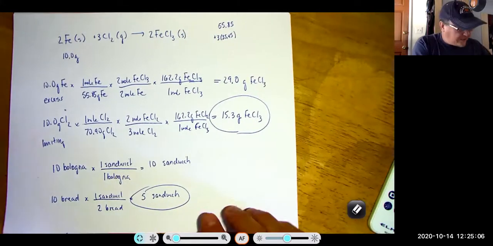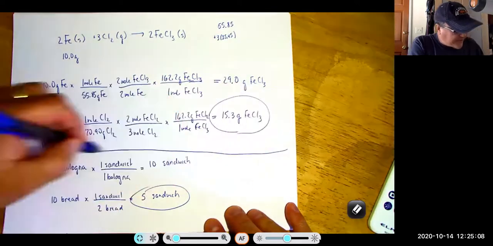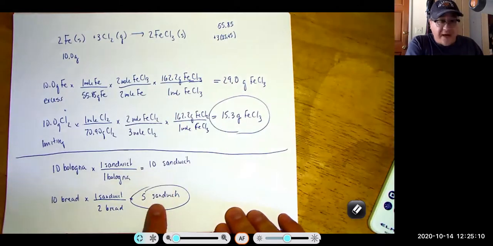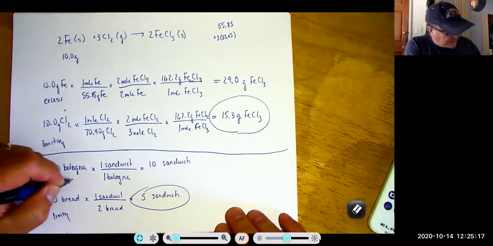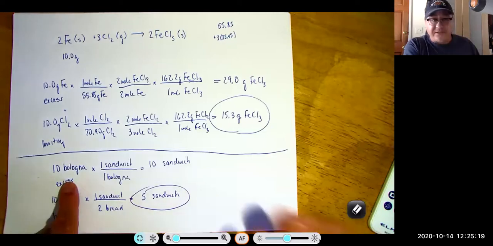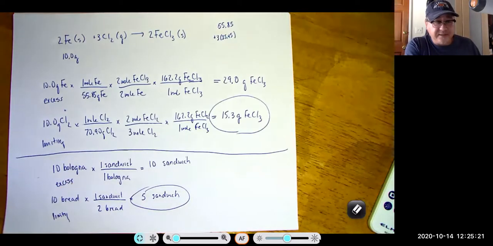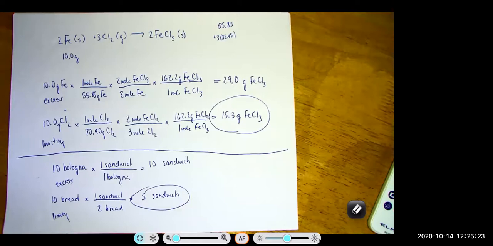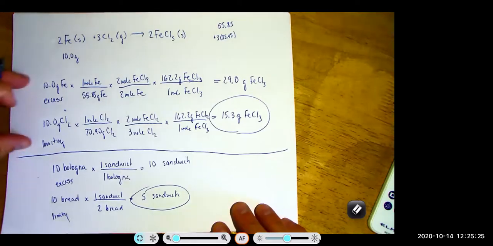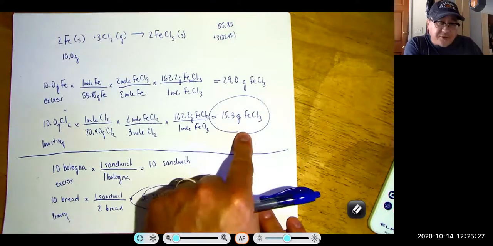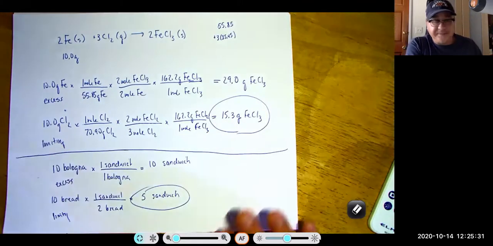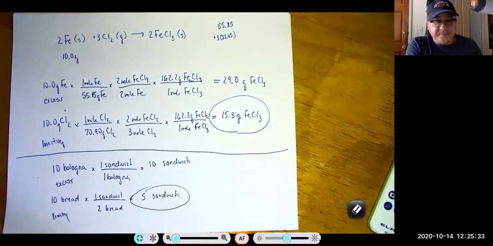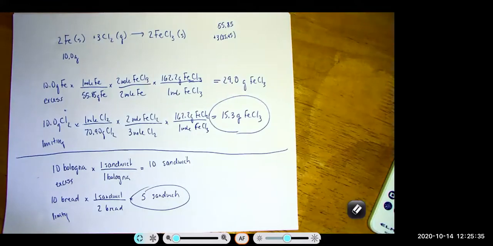Okay, so here, you can see that between 10 and 5, we're going to make 5. And that means that this is limiting. And this is excess, because if we only make 5 sandwiches, we'll have 5 slices left over, correct? Right. So when you do this, the smaller number tells you how much you're going to make, tells you what's limiting, and the other one's in excess. This is how I do it.